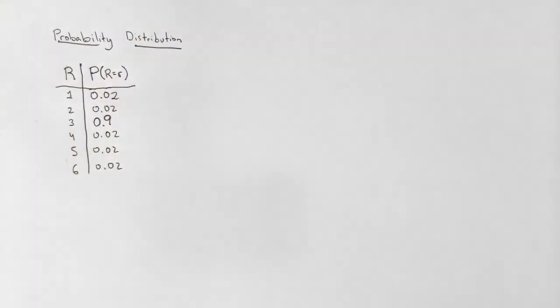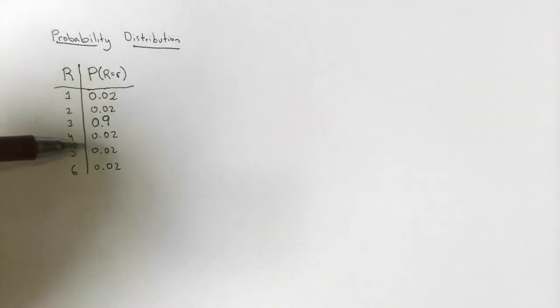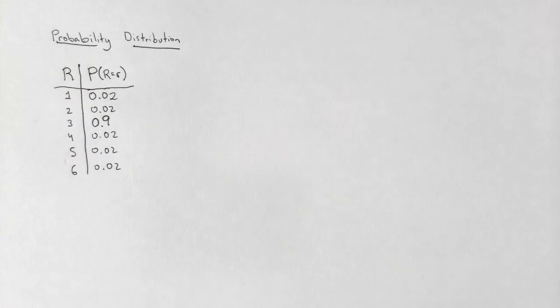Okay. What we've just done here is create a probability distribution. That's as simple as it is. A probability distribution is a little table that pairs up each outcome with its own probability. It's a table for discrete random variables.